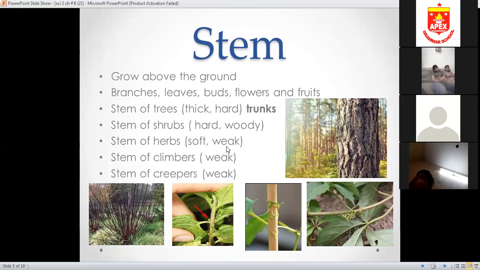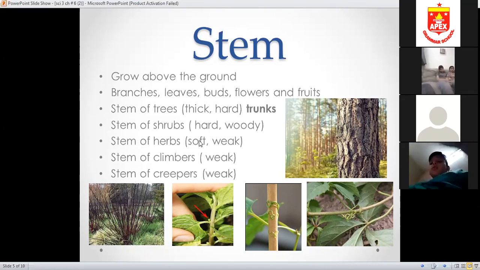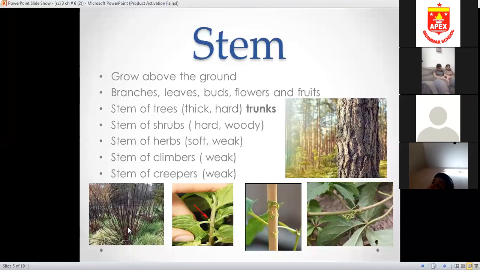So next are the shrubs. As you all know, shrubs are not bigger than the trees. They are smaller than the trees, and so are their stems. This is a stem of a shrub. You can see very clearly in your picture that they are hard and woody stems. Shrubs are not bigger than a tree. They are smaller than the tree, but like trees, they have hard and woody stems. But the trees have thick stems, while shrubs have thin stems. This is a major difference between a shrub and a tree.